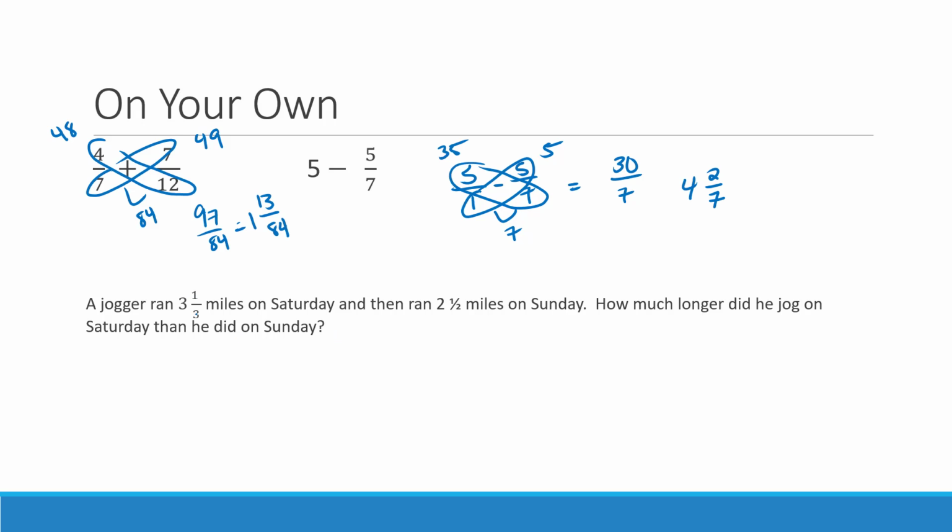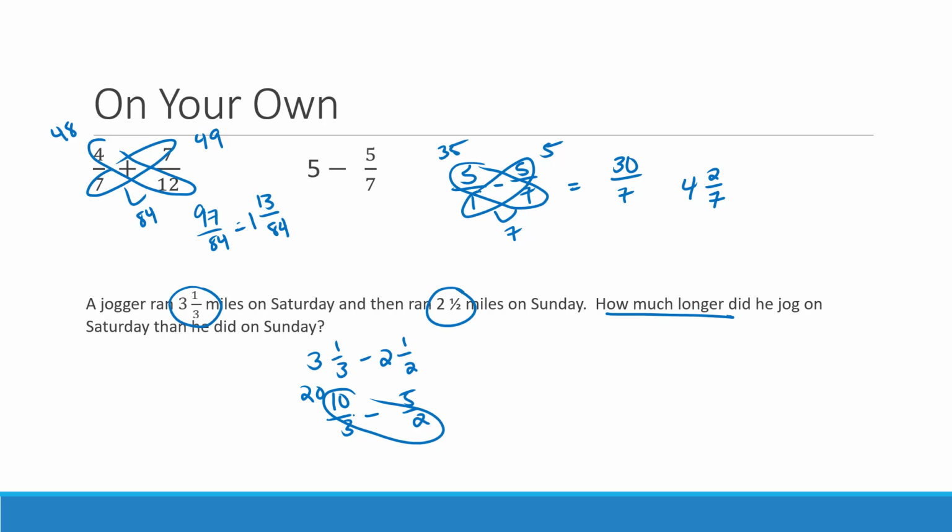Now, this last one wants to know a jogger ran 3 1/3 miles on Saturday and then 2.5 miles on Sunday. How much longer did he jog on Saturday than Sunday? That indicates that I'm subtracting. 3 1/3 minus 2.5. Change those to improper fractions. That's going to be 10 over 3 minus 5 over 2. Butterfly method, this is going to be 20, 15, and then 6 here. 20 minus 15 is going to give you 5 with the denominator of 6. So he ran 5/6 more on Saturday than he did on Sunday.